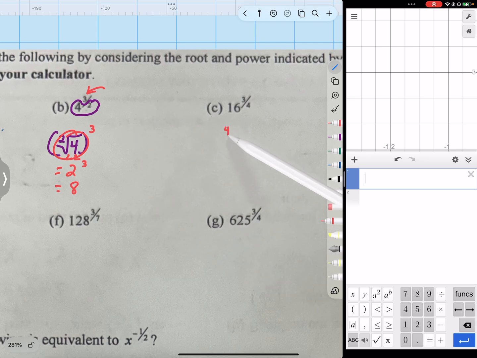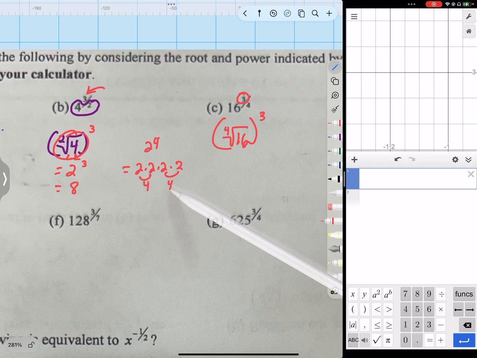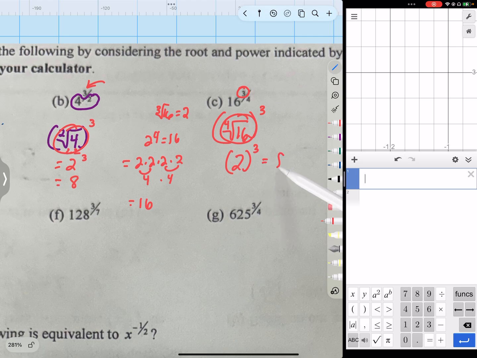This is a fourth root of the 16. And then the 3 up here says take it times itself 3 times. And so hopefully, 2 times 2 times 2 times 2. This is 2 to the fourth. And 2 times 2 is 4, so this is like a 4 times 4. So this is 16. So 2 to the fourth is 16, which means the fourth root of 16 is 2. And then I have to cube it. 2 times 2 times 2 is 8.